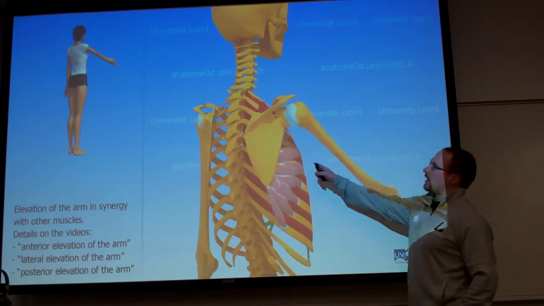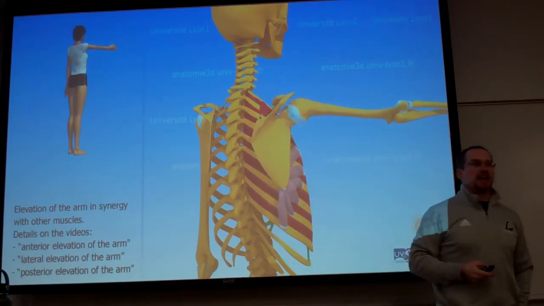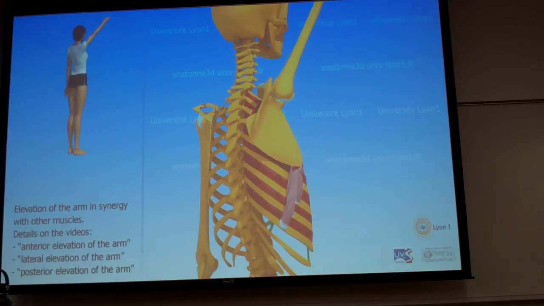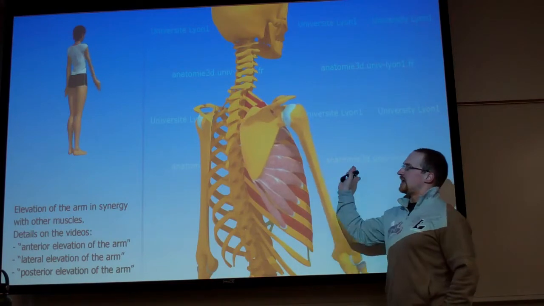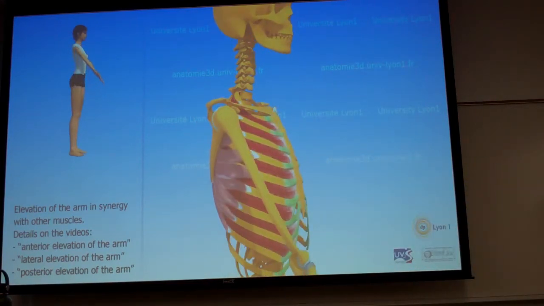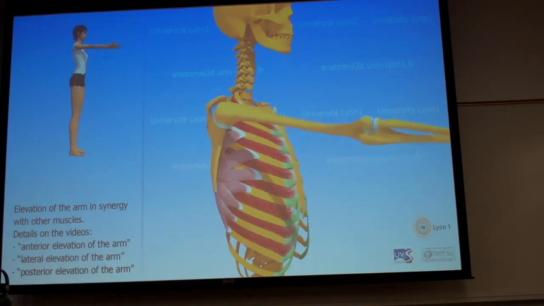Now it also, notice, is helping with upward rotation. So serratus anterior also helps raise, tilt that scapula up, as you bring your arm above your head. So it helps with upward rotation of the scapula.